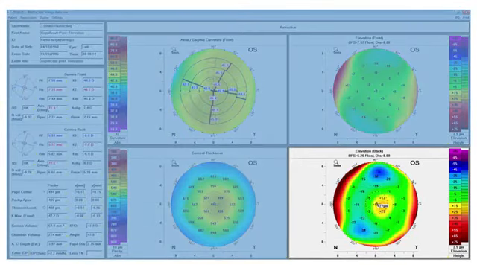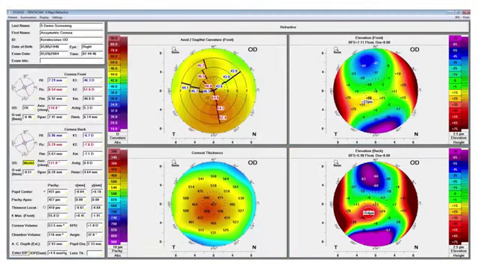Here's an example of a patient with early ectasia, and what we see here is central island of elevation on the posterior elevation map. This is something that you would not be able to see on an anterior surface topographer because this is happening early and it's only seen right now on the posterior surface. Here's an example of a more advanced keratoconus, and we see asymmetry on the curvature map like you would expect, abnormal anterior and posterior surface elevation. You also see a thin cornea.